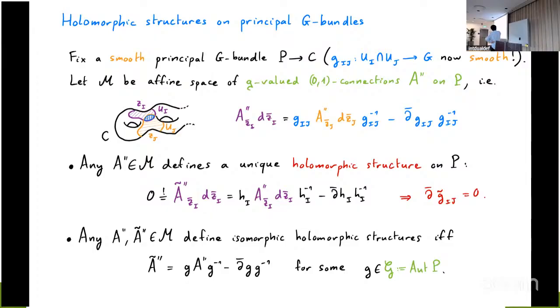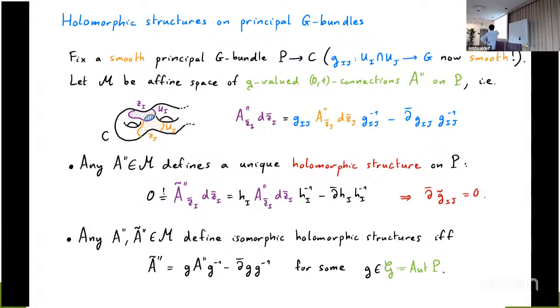Okay. And the fact that it's a connection means that the two different representations of that connection on two different charts connect together by a gauge transformation via the transition function. So that's what it means to have a 0-1 connection on the principal bundle. Okay. So why are these relevant for describing holomorphic structures? It's because if you have any such 0-1 form, then it defines a unique holomorphic structure on the principal bundle.